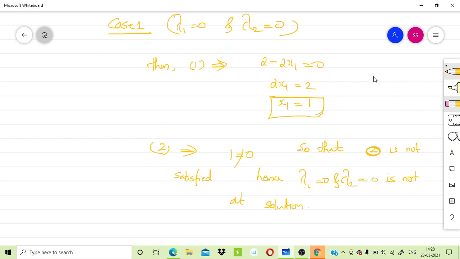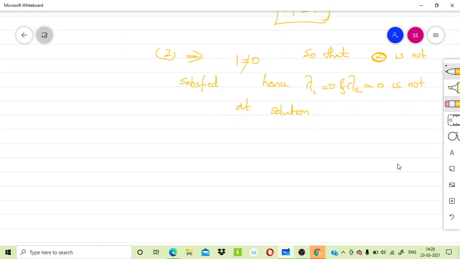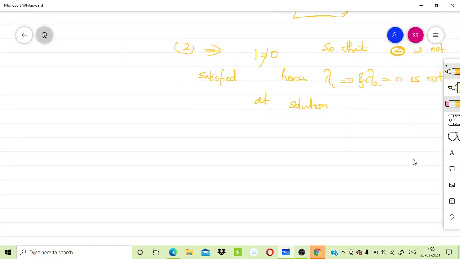So this kind of solving the problem is known as the trial and error method. Through the trial and error method we will solve this. So case 1 is not possible, so I'm going for case 2, that is lambda 1 equal to 0 and lambda 2 not equal to 0, taking lambda 2 arbitrarily as lambda 2 itself.